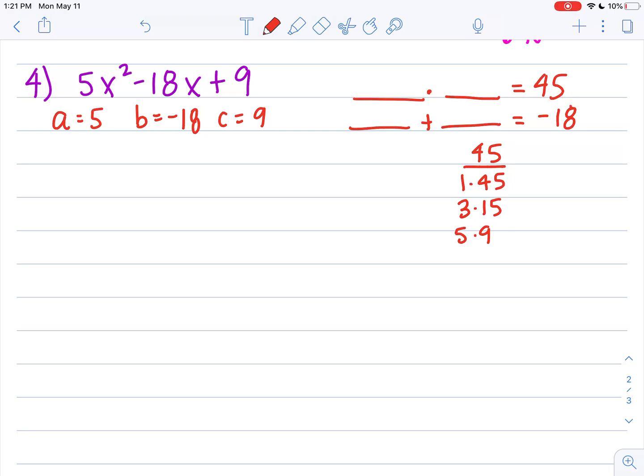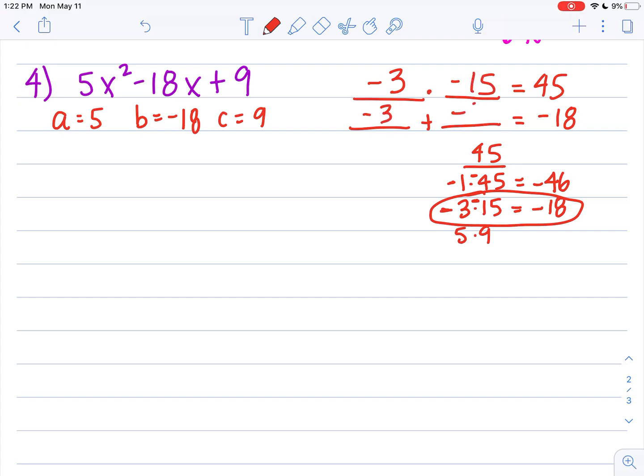Now we have to have a positive 45. All these make a positive 45, but we have to have a negative 18. So how do we get a positive 45 and a negative 18? Well, the way to do that is to make both of them negative. So for example, negative 1 and a negative 45, a negative times a negative is a positive 45, but that's going to give you a negative 46, right? When you add them. So what about negative 3 minus 15? Well, negative times a negative is a positive, but if we have two negatives, we add them together and keep the sign. So this is going to be your answer here.